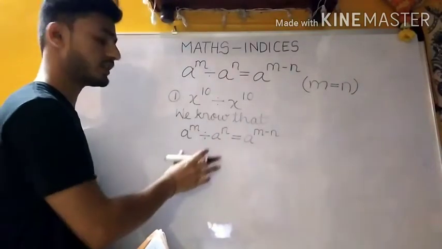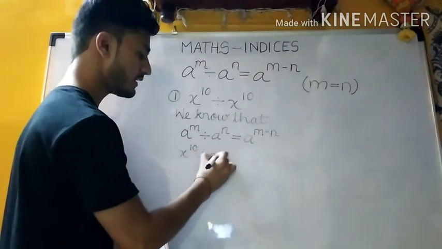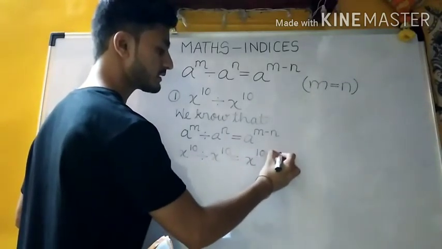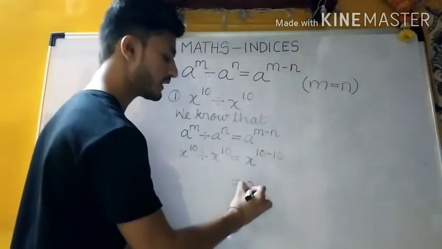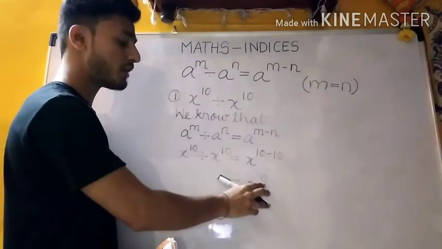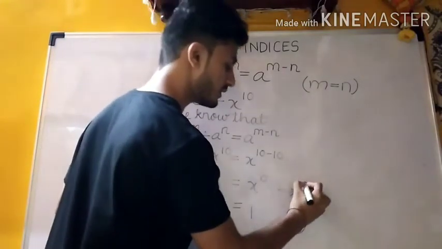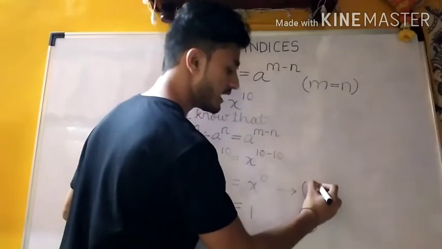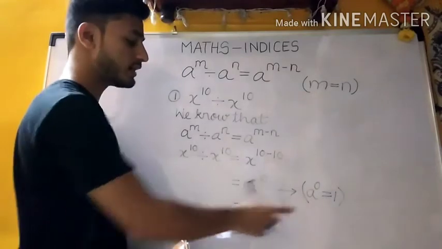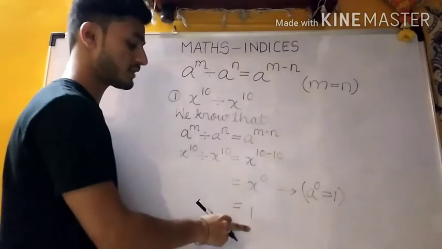Now we'll convert our question into the form of the formula. So it will become x raised to the power 10 divided by x raised to the power 10 is equal to x raised to the power 10 minus 10. And if you solve this, what will we get? x raised to the power 0. Since we have the power as 0, the final answer will be 1. The law of indices which we have used is A raised to the power 0 is equal to 1. You have to mention this law so that the teacher will understand that because of this law, you have got the answer 1 here.